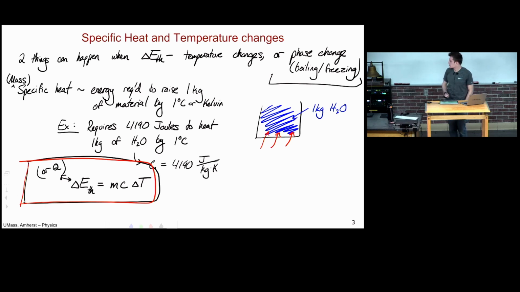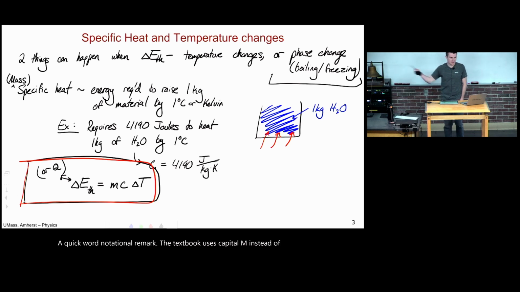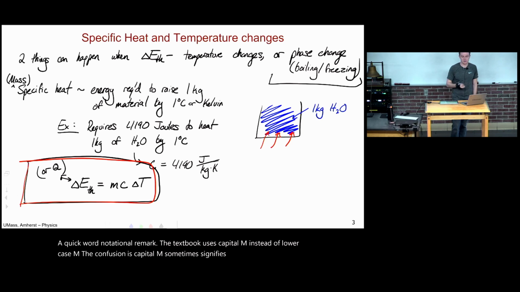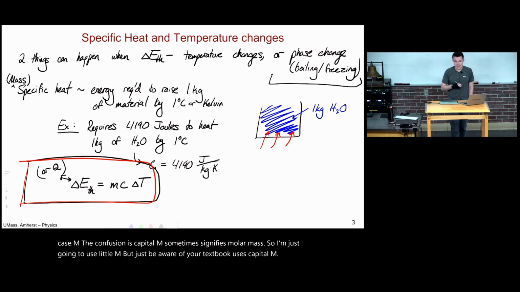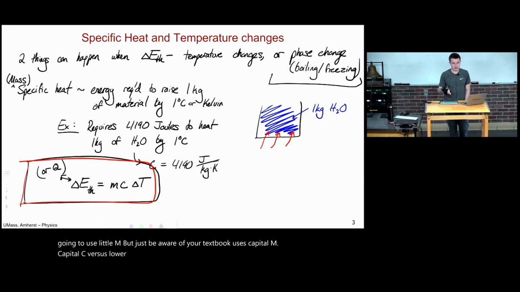A quick notational remark, the textbook uses capital M instead of lowercase m. The confusion is capital M sometimes signifies molar mass, so I'm just going to use little m, but just be aware your textbook uses capital M. Capital C versus lowercase c will matter, as we'll see in a second.